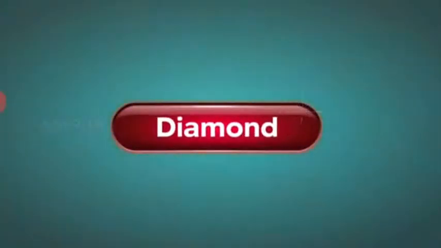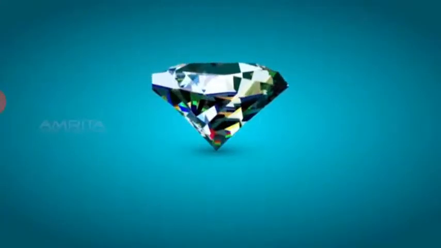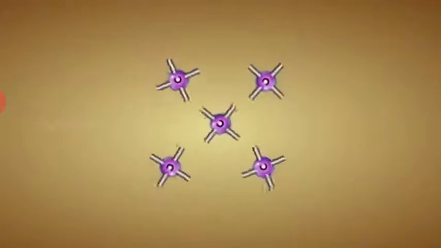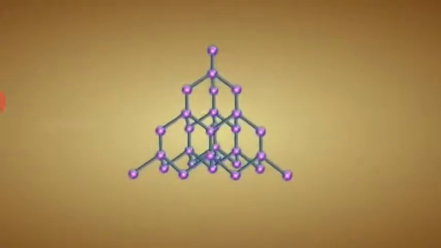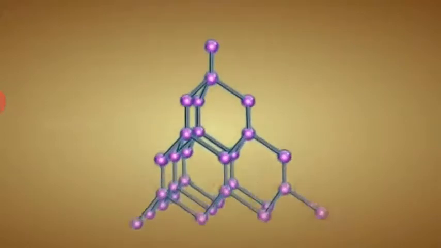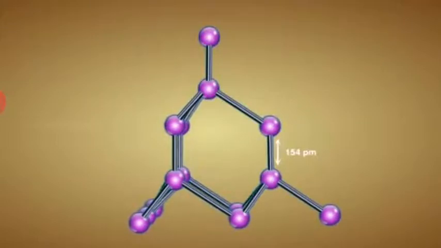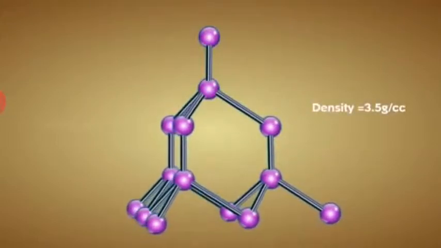Diamond. Diamond is the hardest crystalline form of carbon. In diamond, each carbon atom is linked to 4 other carbon atoms by covalent bonds, forming a rigid 3-dimensional structure. Each C to C bond length is 154 pm. Diamond's density is equal to 3.5 grams per cc.